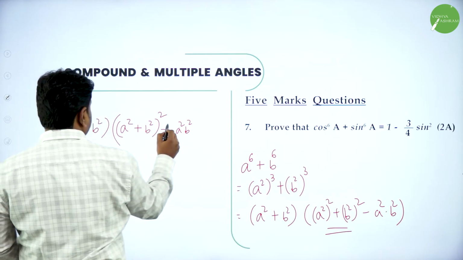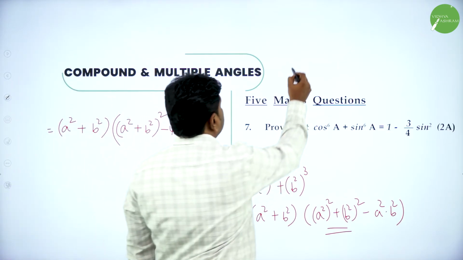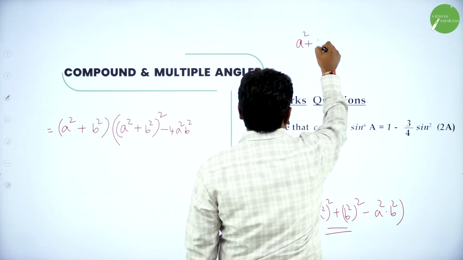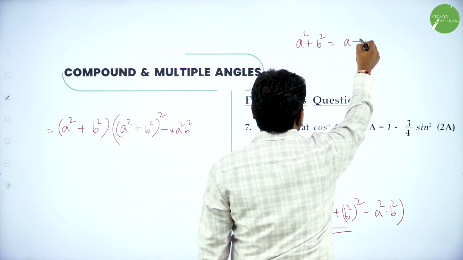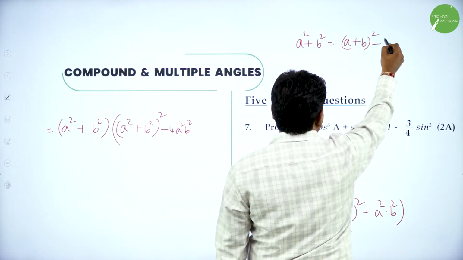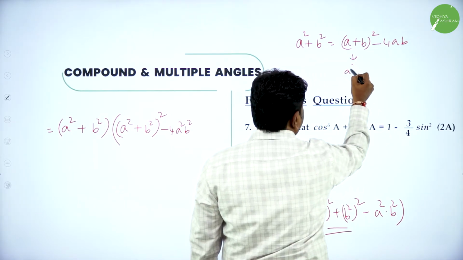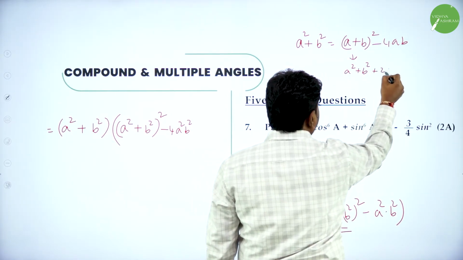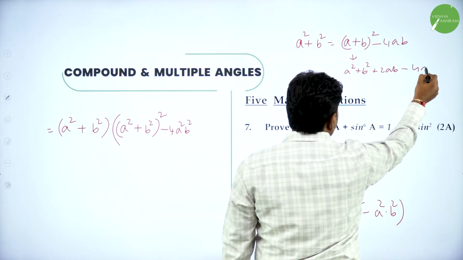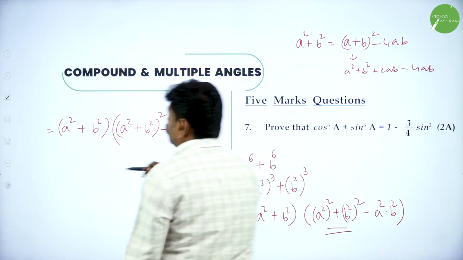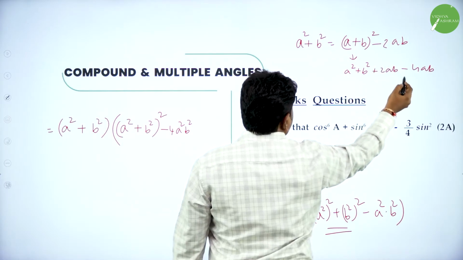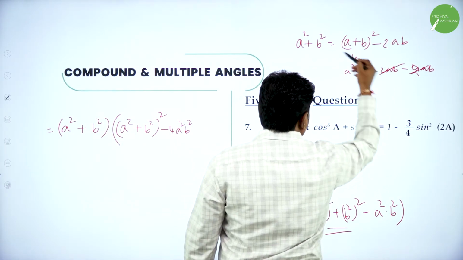So here I'll write this. So dear students, a square plus b square in maths is the same as (a plus b) the whole square, in that remove minus 4ab. If you remove 4ab, what is the expansion of this? Expansion of this is a square plus b square plus 2ab. So in this, if I remove 4ab, or sorry, remove 2ab, these two cancel and you will get this.